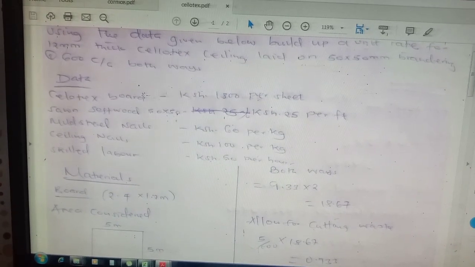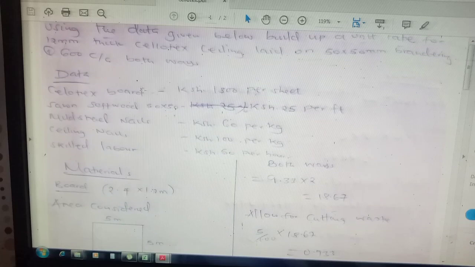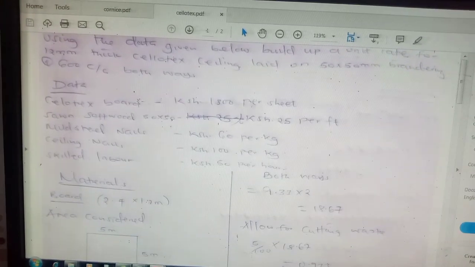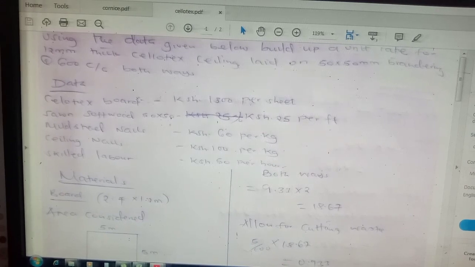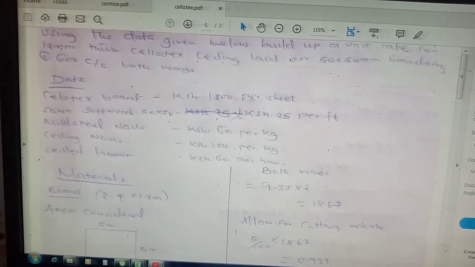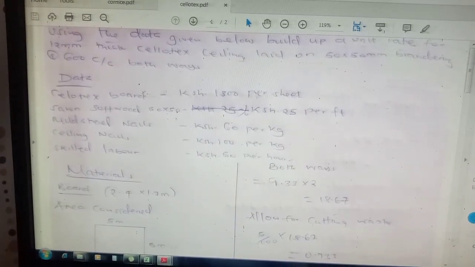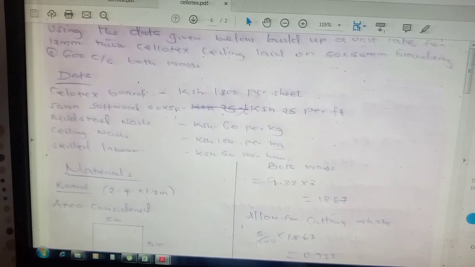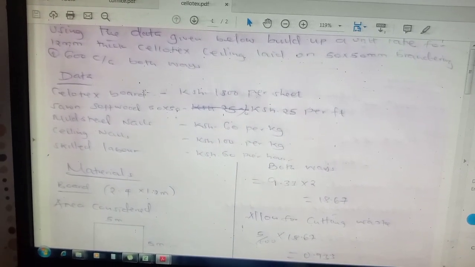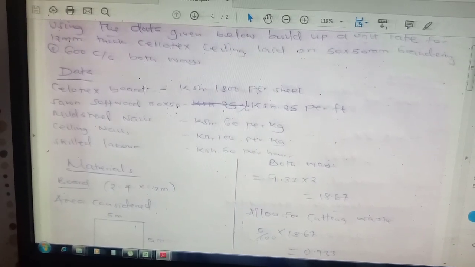Our question is, using the data given below, build up a unit rate for 12mm thick Celotex ceiling laid on 50 by 50mm brandering at 600mm center to center both ways. The other time we did it for one way, but today we want to do it for both ways. So I'm loading this for both ways so that you can understand how to calculate for both ways and for one way.